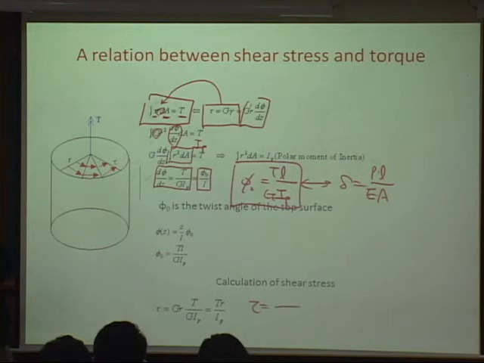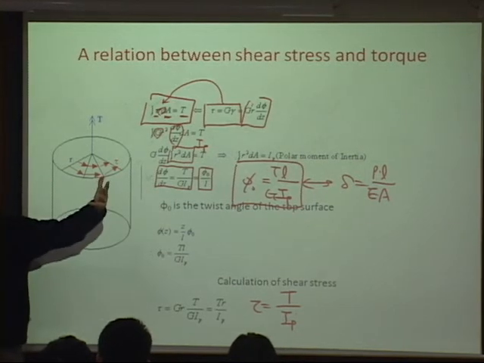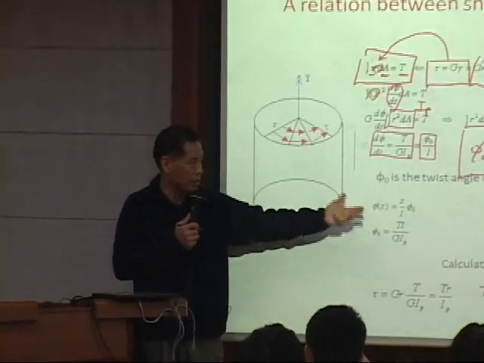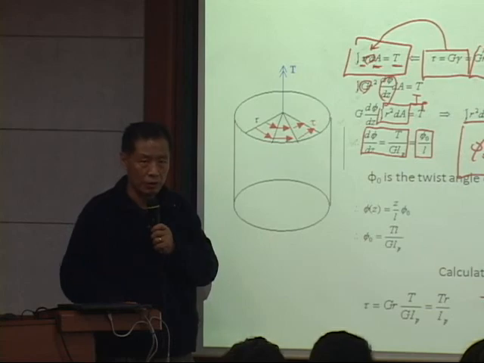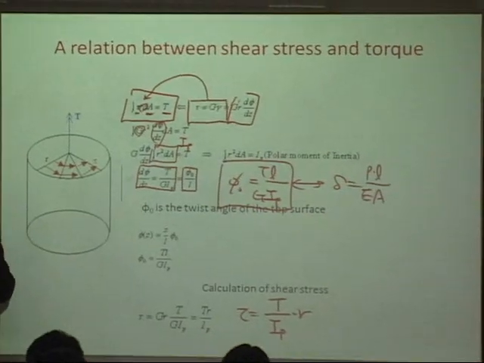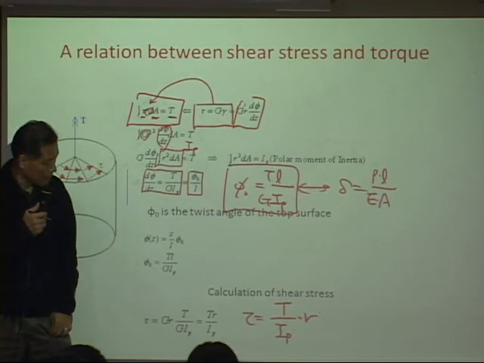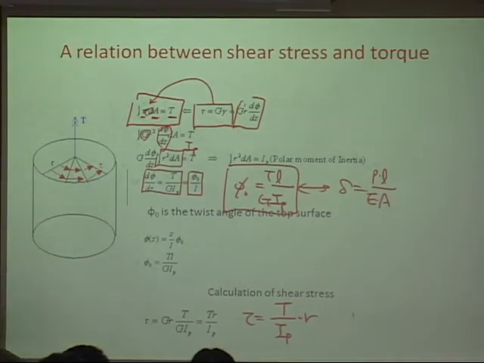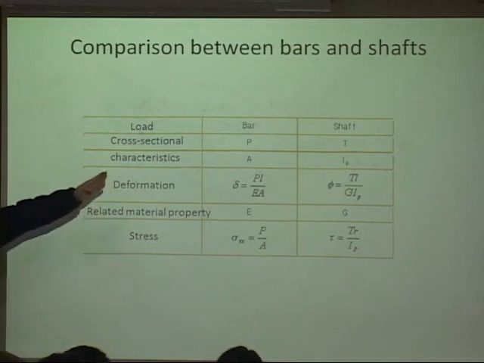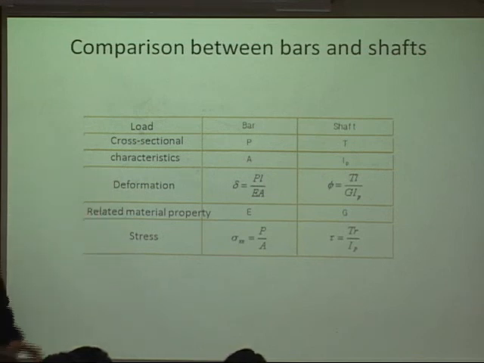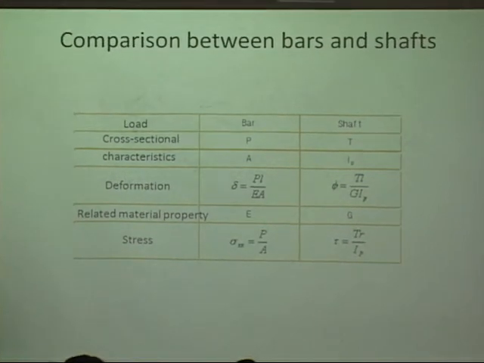Tau, shear stress, should be, again, force divided by a cross-sectional property, right? Always, stress should be defined as the force divided by area. And force in this case is the torque T, and area is the polar moment of inertia. And again, we need R, representing linear variation over the surface, and that's the tau. But again, the concept is very much similar to P over A in a bar case, and this analogy is summarized here between bar and shaft, and I want you to understand each term, helping you understand both bar and shaft.